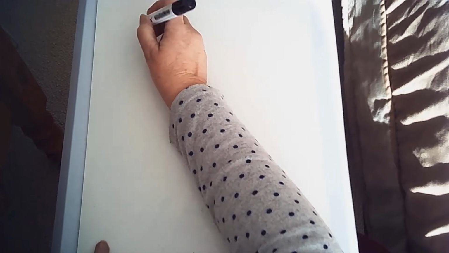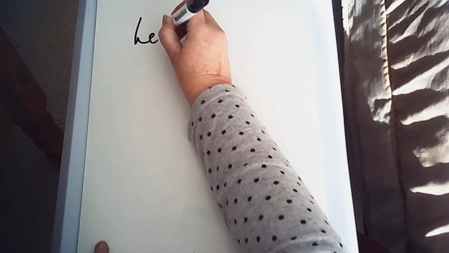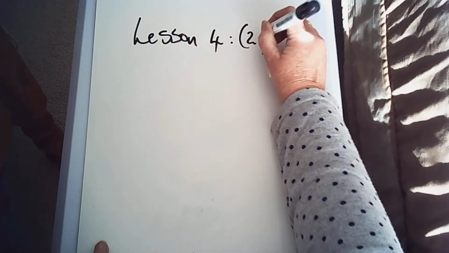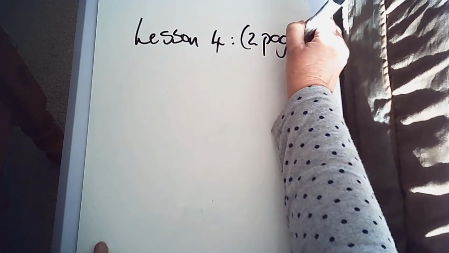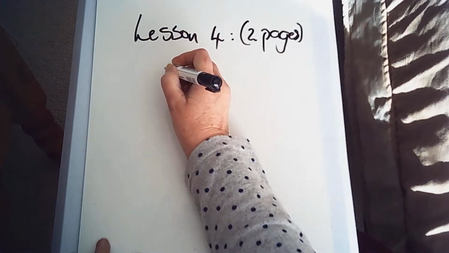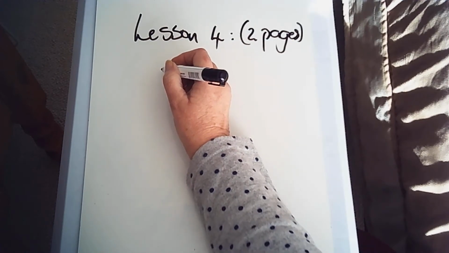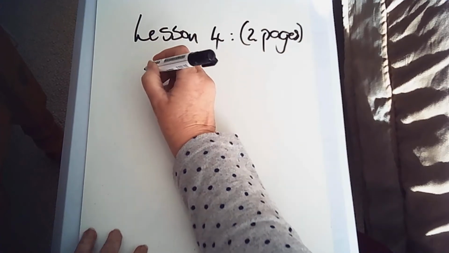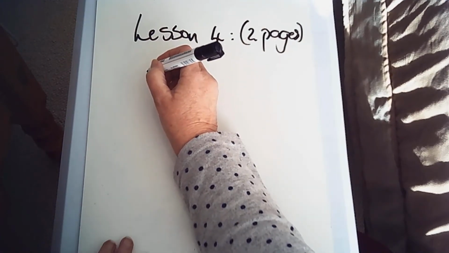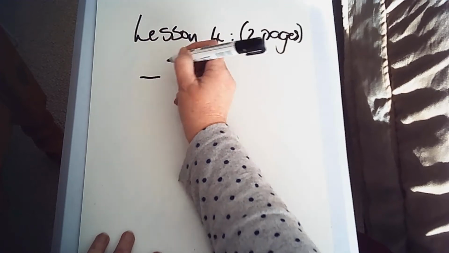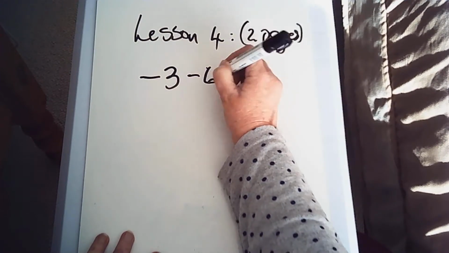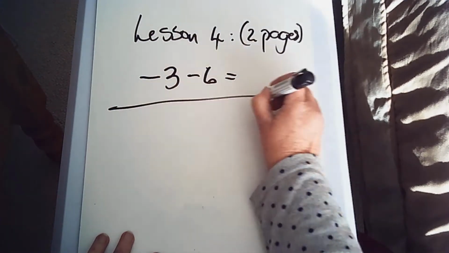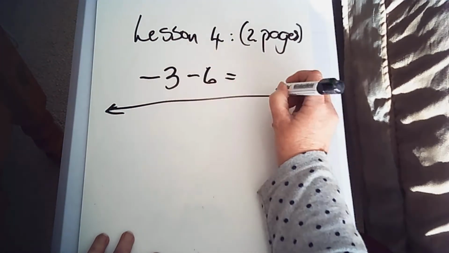Okay, so it's lesson 4, which is 2 pages. Okay, and if you have a look, it's all about integers. The main thing, guys, with integers is that you need to remember that if we're just adding and subtracting, signs do not change. So if I say minus 3 minus 6, nothing changes, okay, except now that I'm working with negative numbers because it's integers.